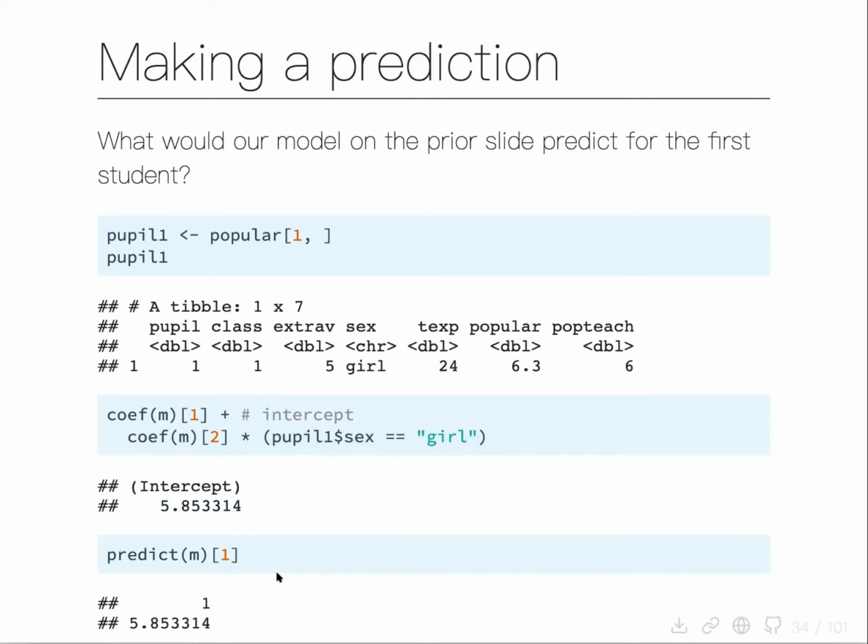Okay. We can also use predict on M, and by default, it'll predict all the rows of the data set that we used to estimate the model. So I'm saying, just give me the prediction for the first row of the data set, and I get 5.853314. So they look identical, okay? That's pretty clear, right? That should be completely review.